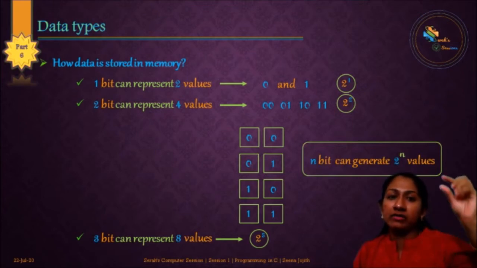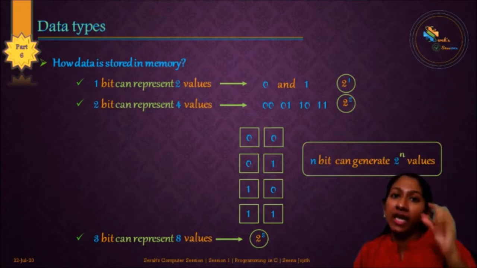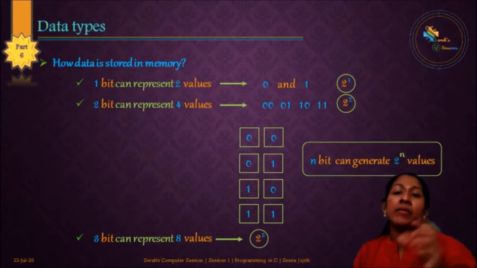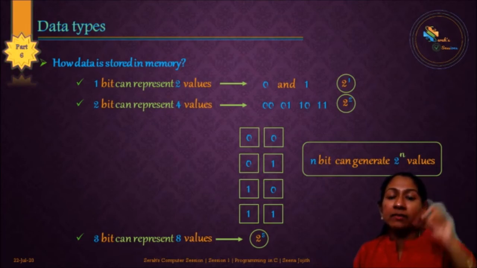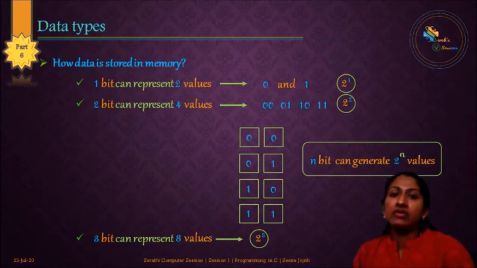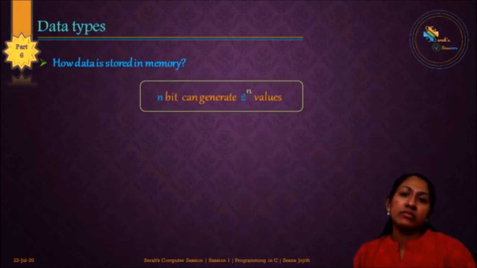See, the power, the superscript is actually n. For 1 bit it can represent 2 values, means the value 1 appears as the superscript of 2. It is the power. So you don't actually have to study the conversion in order to understand this concept. Just understand that if you are given n bits to store a data, then with the n bits you can actually generate 2 raised to n values. Okay, so n bits can generate 2 raised to n values.